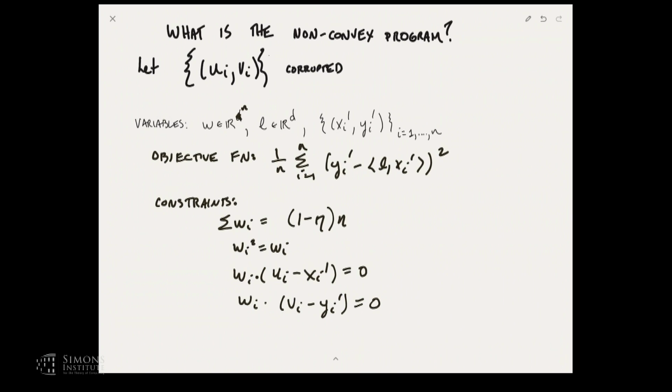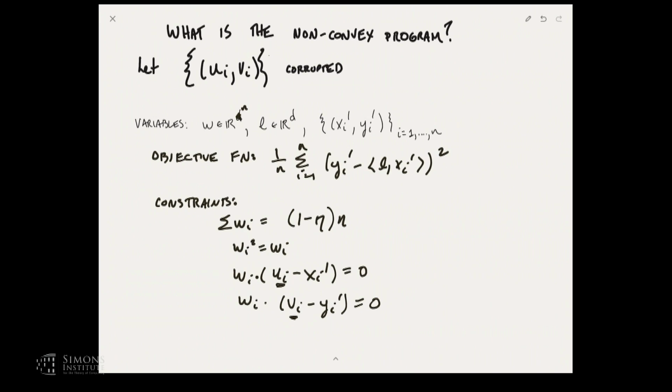So wi squared equals wi enforces that wi is either 0 or 1. And every time that wi is 1, it means that you're selecting ui. Every time wi is 1 for one of these xi prime constraints, you're selecting a ui. And every time that wi is 1 for one of these yi prime constraints, it means you're selecting a vi.